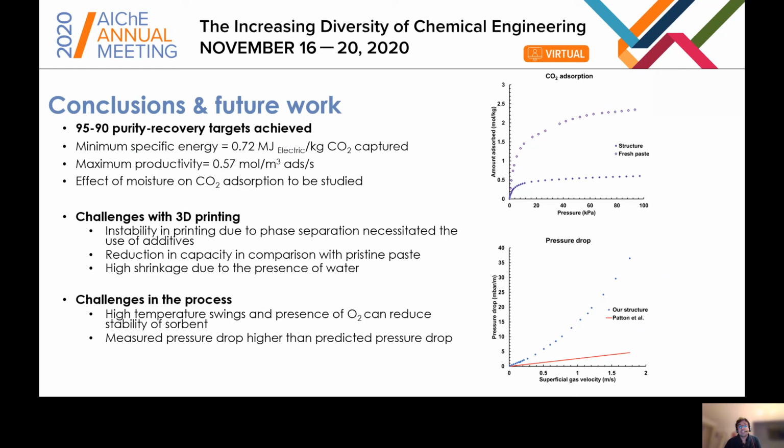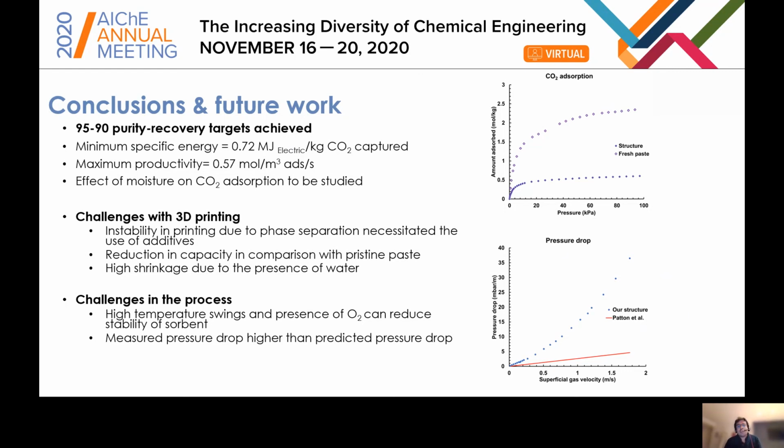The other challenge is that the paste or the structure contained a lot of water. This means that the shrinkage was a lot higher. This is probably not a big challenge when we talk about lab scale systems, but if we are printing these adsorbents for pilot scale demonstrations, then we may have challenge due to the high shrinkage.